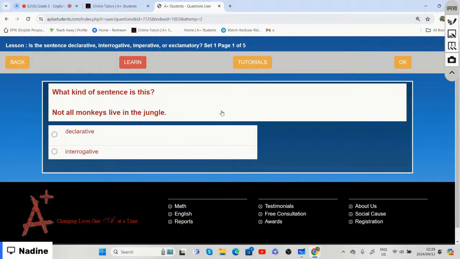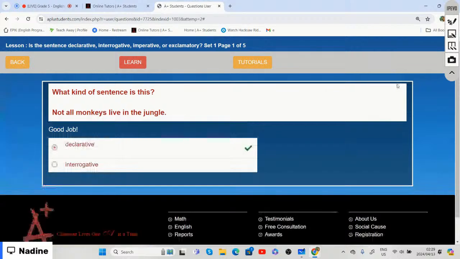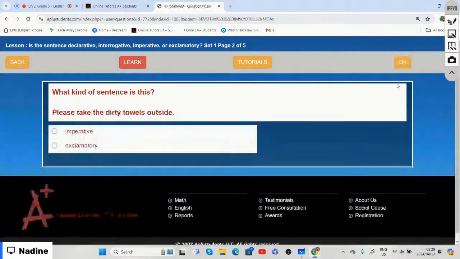All right. So if we look at the sentence, it says not all monkeys live in the jungle, then yes, we can say it is option one, which is a declarative sentence. So well done. Declarative is correct. It is basically the same sentence as the last one that we did just before we came to the test, right? So it is a declarative sentence.